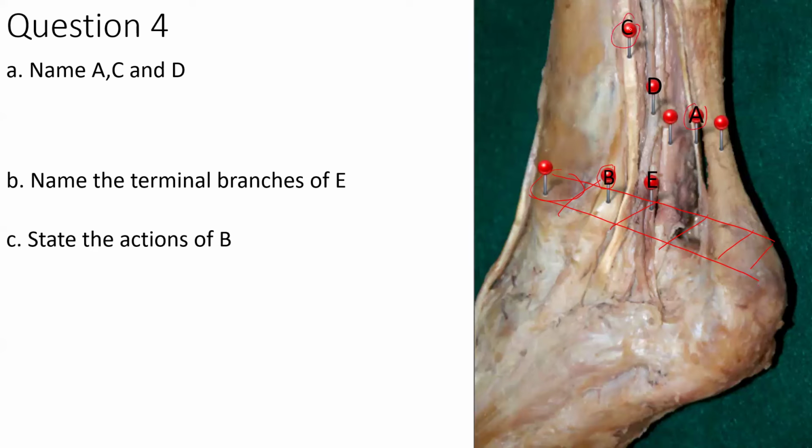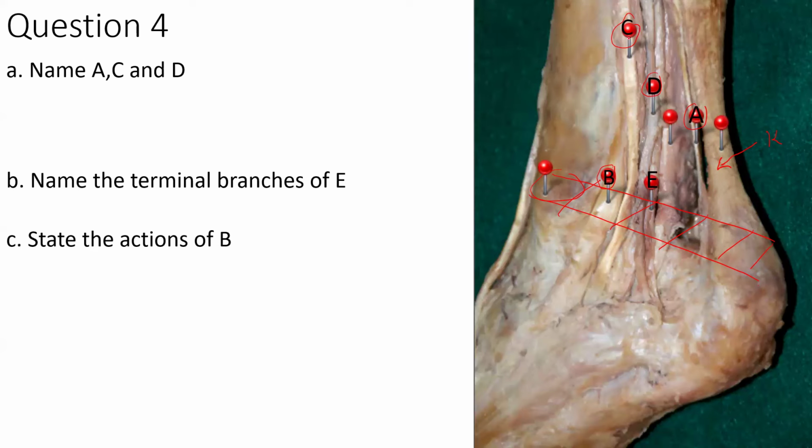C, and D. So A here, maybe you can identify this here. Let me name it as K. K is the Achilles tendon, and running closely to the Achilles tendon is what is known as the plantaris tendon. So A is the plantaris tendon.